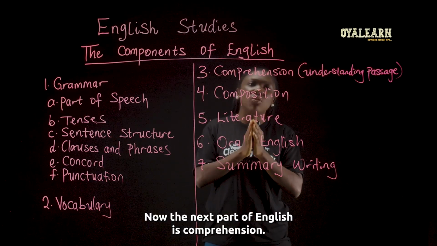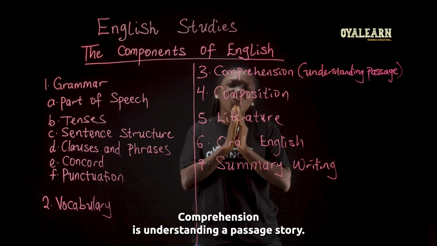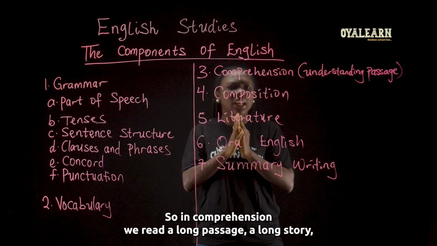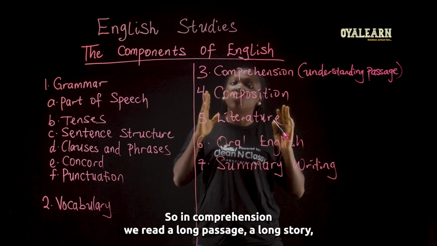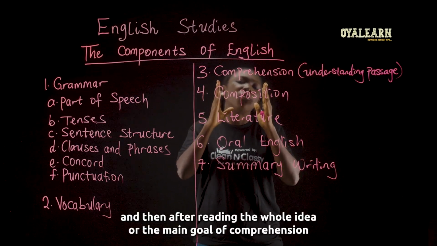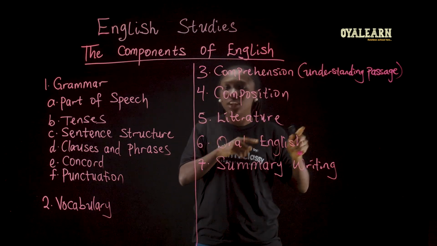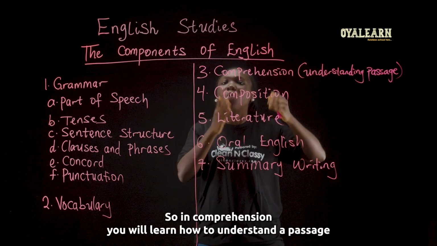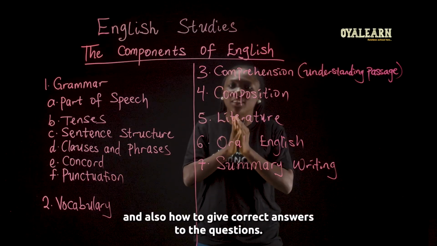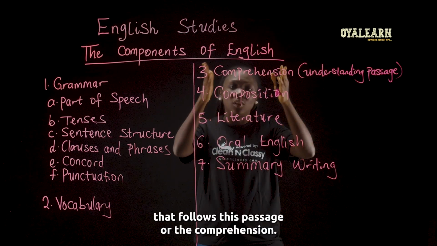Now, the next part of English is comprehension. Comprehension is understanding a passage, a story. So in comprehension, we read a long passage, a long story. And after reading, the main goal of comprehension is for you to understand what you have read. So in comprehension, we will learn how to understand a passage and also how to give correct answers to the questions that follow the passage.